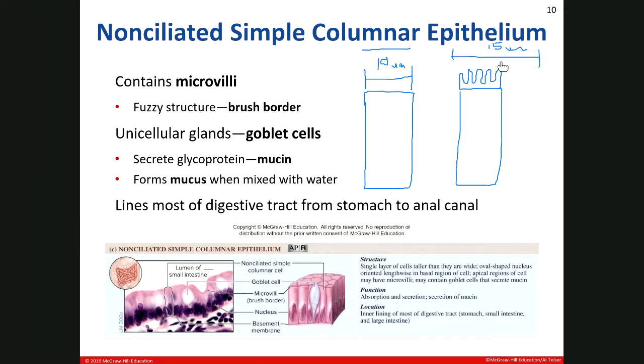Clever. That's what the rugae are in your stomach. Their function is to increase the surface area for absorption in that small confined space. Well, that's what the microvilli have done here, okay? So we're going to see this type of epithelium pretty much from your small intestine, from the stomach down to your anus.